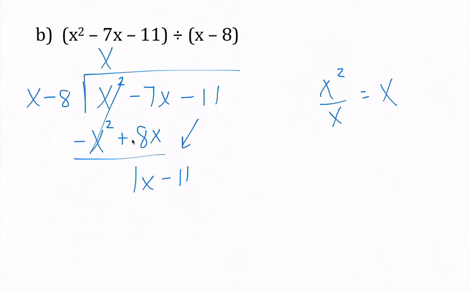We repeat the process all over again. I want to figure out how many times does x go into 1x. So what I do is I take this 1x and I divide by that guy out front. So my x on top cancels my x on bottom, so that leaves me with a positive 1. So I'm going to put my positive 1 out here. And now we multiply. So I'm going to take this positive 1 and multiply by both of these. So first, 1 times x is a positive 1x. 1 times a negative 8 is a negative 8.